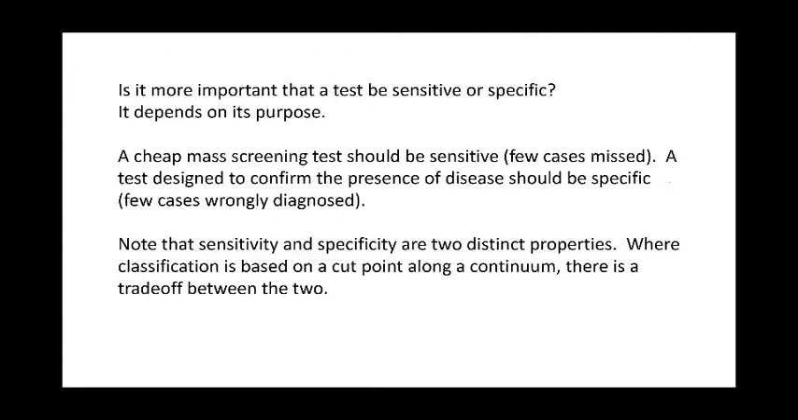In an ideal scenario, we would want both. Any test would have maximum sensitivity and specificity, 100. However, that is not possible, so we have to see case by case. A cheap mass screening test should be sensitive so that as few cases as possible are missed, and a test designed to confirm the presence of disease should be more specific so that people who do not have the disease are not diagnosed as having the disease.